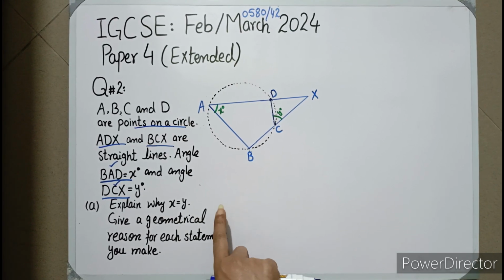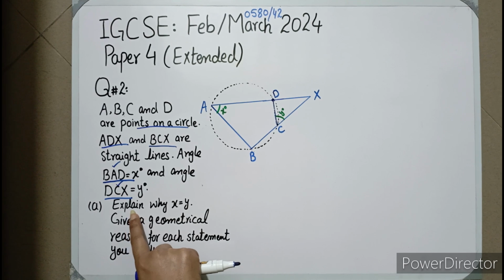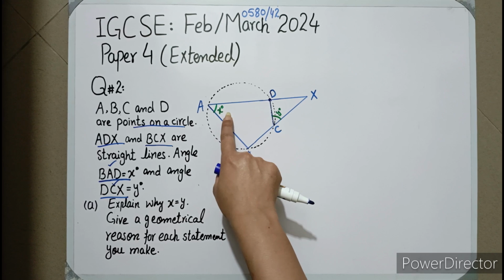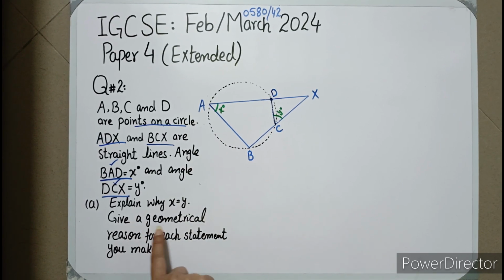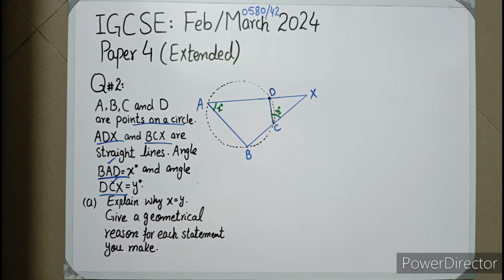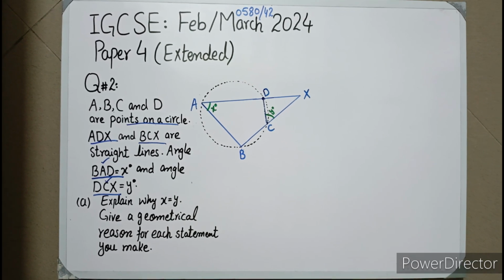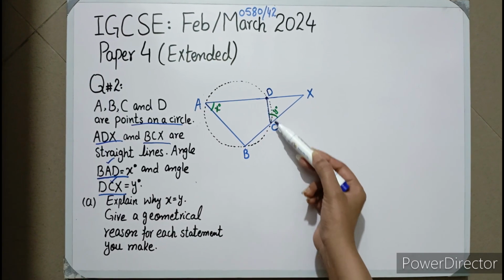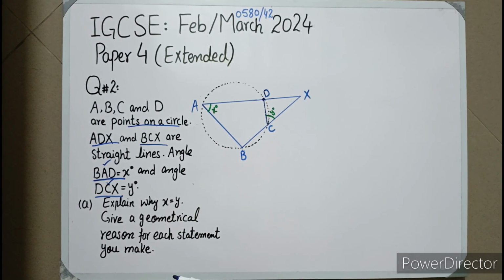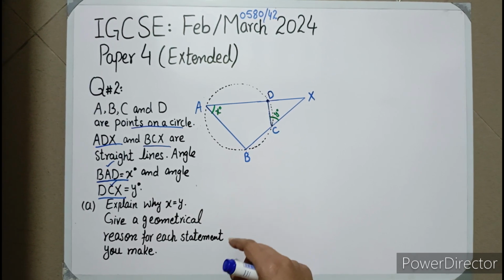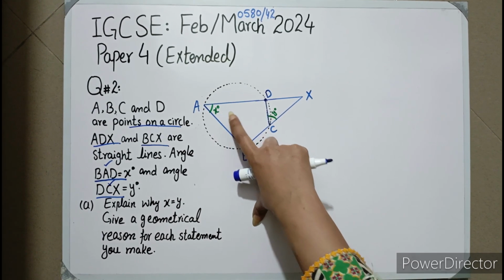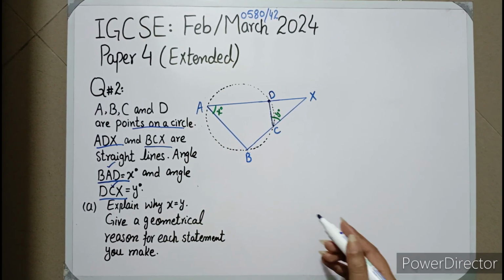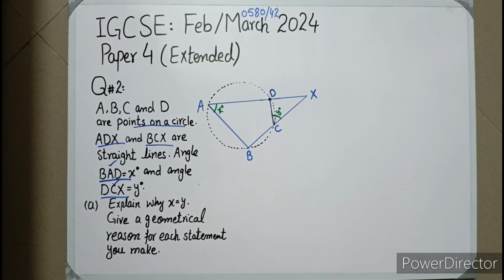What he is asking from us in the first question is: explain why x is equal to y. You have to tell the reason why these angles are equal. Give a geometrical reason for each statement you make. We have to give the geometrical reason as well. As I told you earlier, A, B, C and D make a cyclic quadrilateral, so this is the result of a cyclic quadrilateral, that x will be equal to y. However, we have to give the geometrical interpretation. For this, I'm going to draw this figure again.